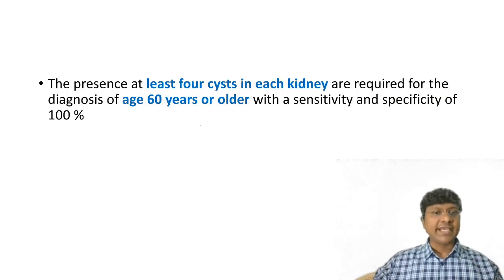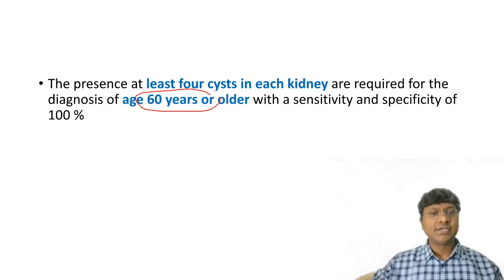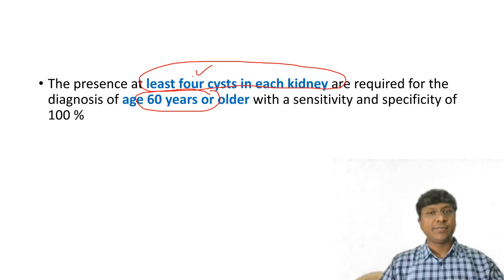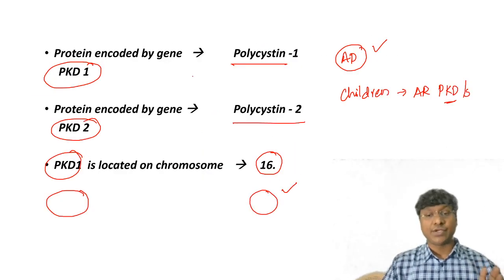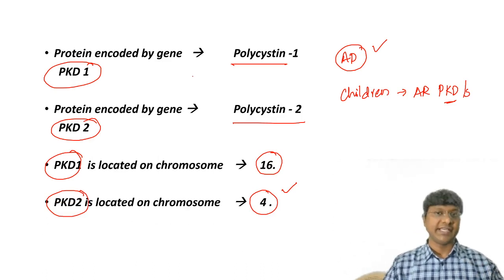Next, if you take the age group around 60 years, how many cysts should be there within each kidney for diagnosing polycystic kidney disease? At least 4 cysts should be there in each kidney. So this particular question is completely related to the discussion on polycystic kidney disease. The very important clinical points are loin pain, palpable kidneys, and microscopic hematuria on urine dipstick. These are the points in favor of polycystic kidney disease, and the appropriate investigation is renal ultrasound.